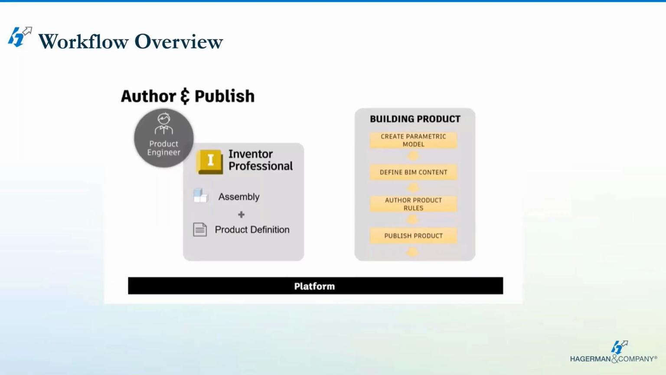What does that look like? So in Inventor, you've already got your assembly. We simply add a product definition, defining the content, defining the rules. And Jim's going to take you through that in some detail once we show you how I would consume it. As Jim would like to say, I'm the sizzle and he's all the meat. So we'll do the sizzle first just to get everybody's attention.